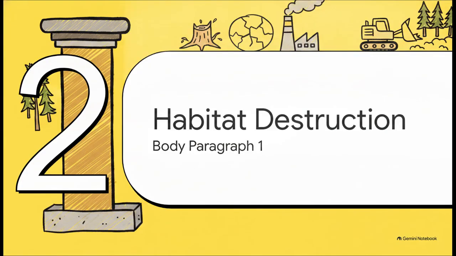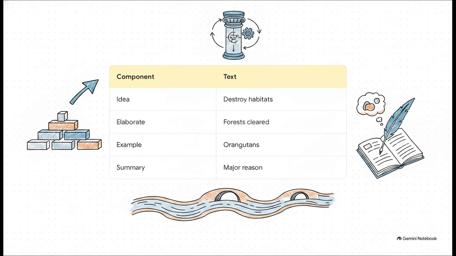Moving on to Section 2, Body Paragraph on Habitat Destruction. With our foundation poured, it's time to construct the first pillar. Think of this breakdown as your architectural blueprint for a perfect paragraph. Notice the rhythm? It follows a strict, repeatable formula. It starts with a cohesive device and a main idea, flows into elaboration, backs it up with a specific example, and ties it all together with the mini summary. This is the absolute gold standard for structuring your thoughts.